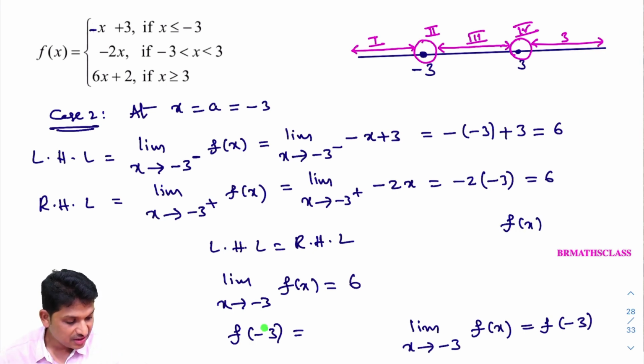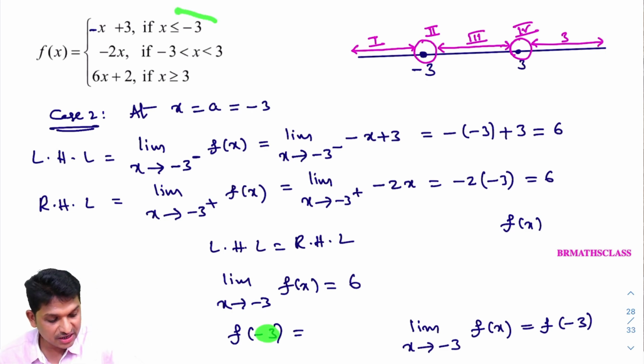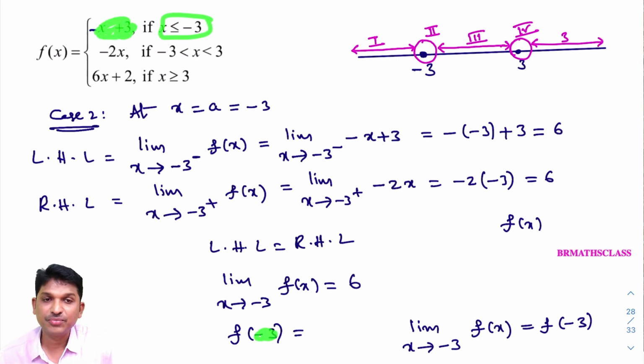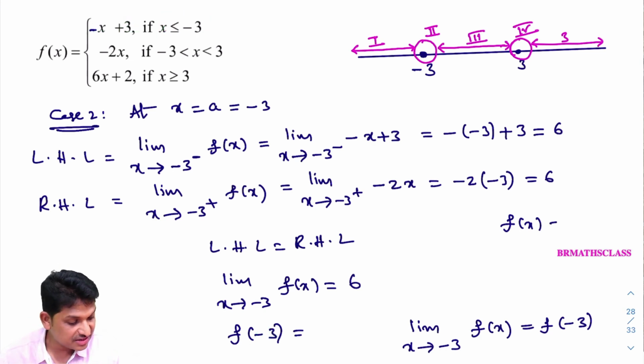Okay, here x value is minus 3. You look here, when x value is minus 3, the equality symbol is there. When x value is minus 3, we need to choose this function. So when x value is minus 3, f of x is what? f of x is minus x plus 3.